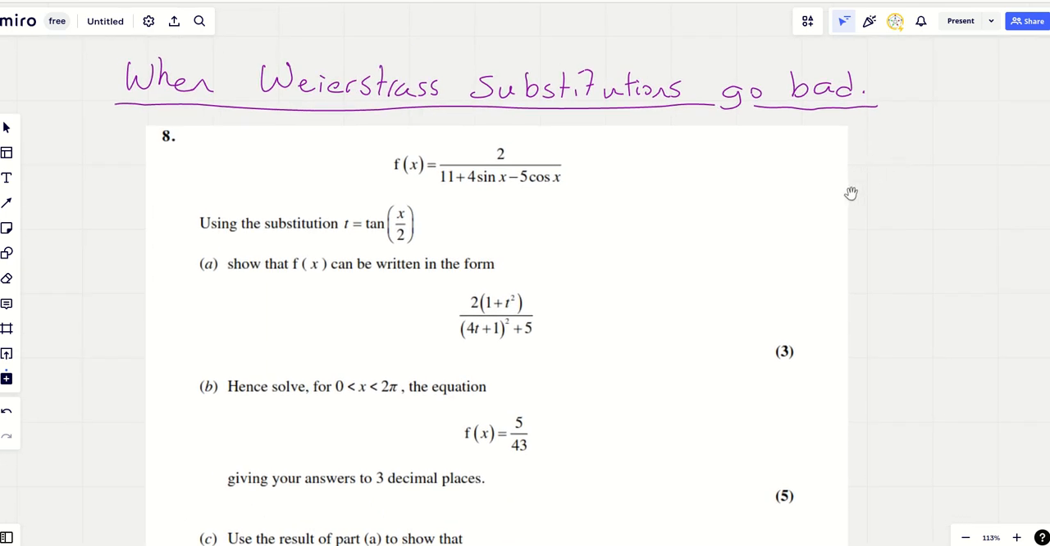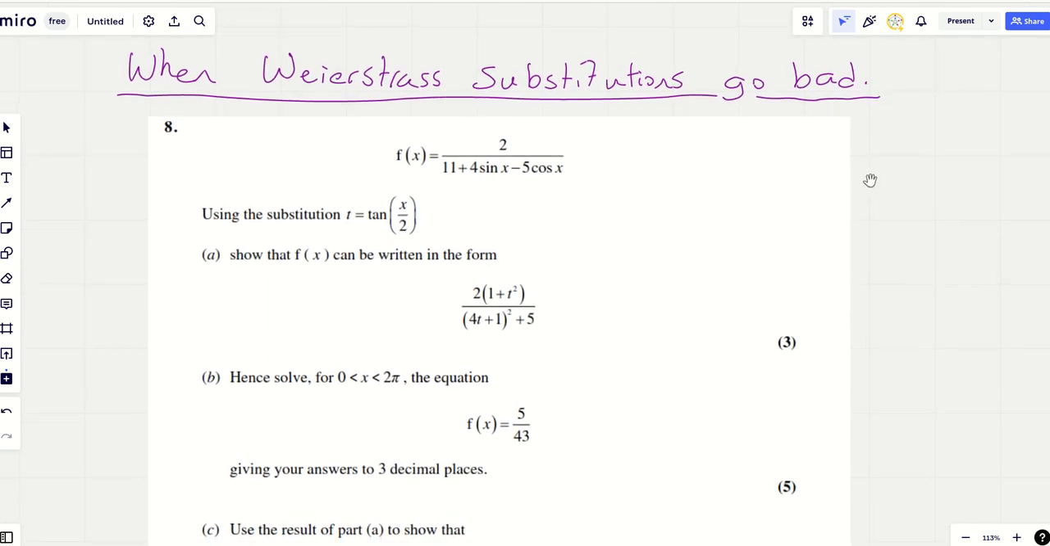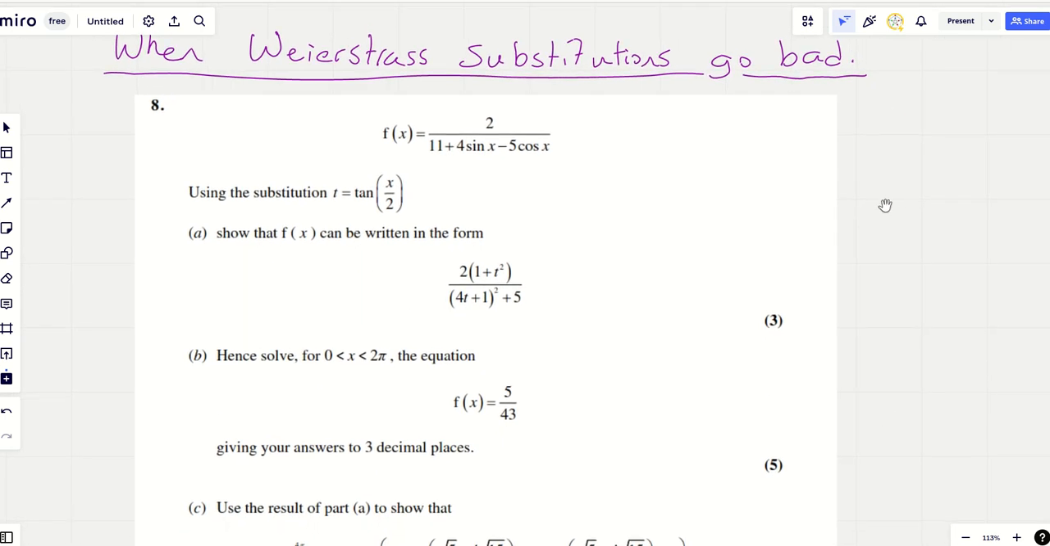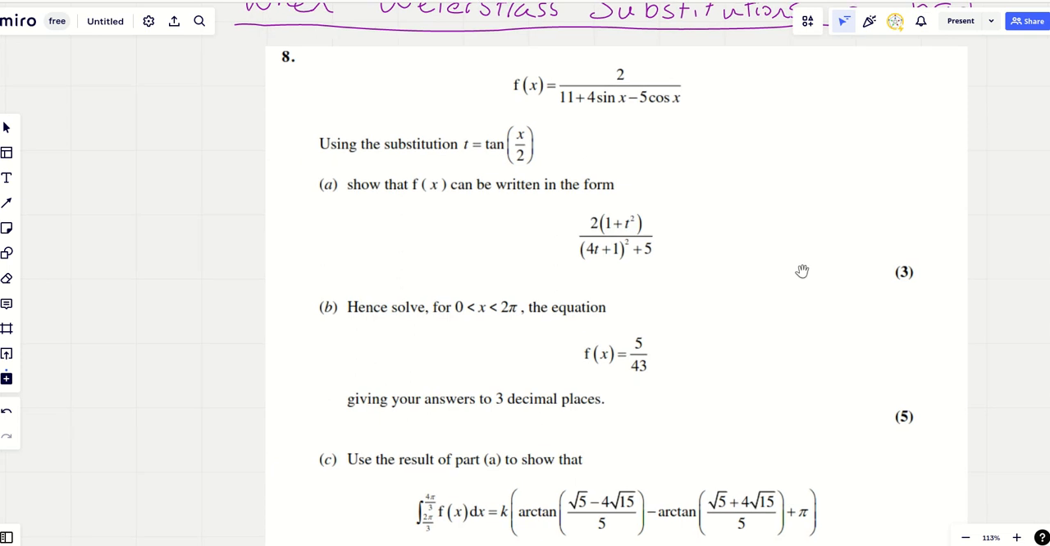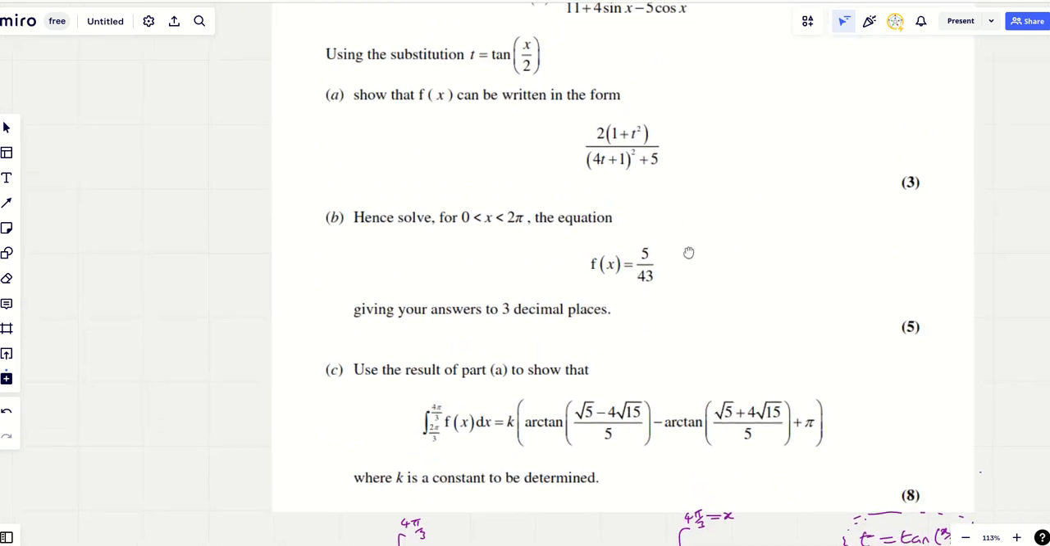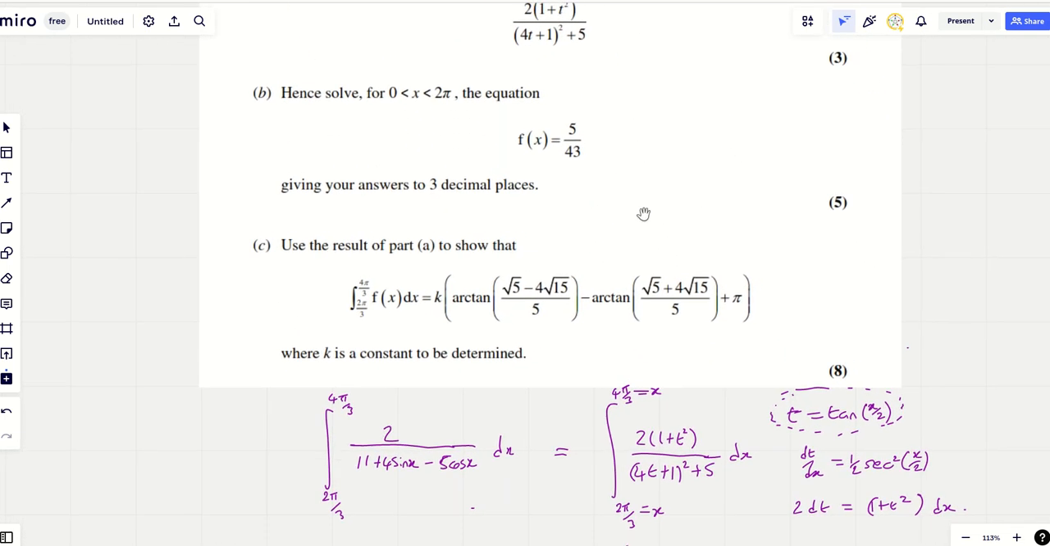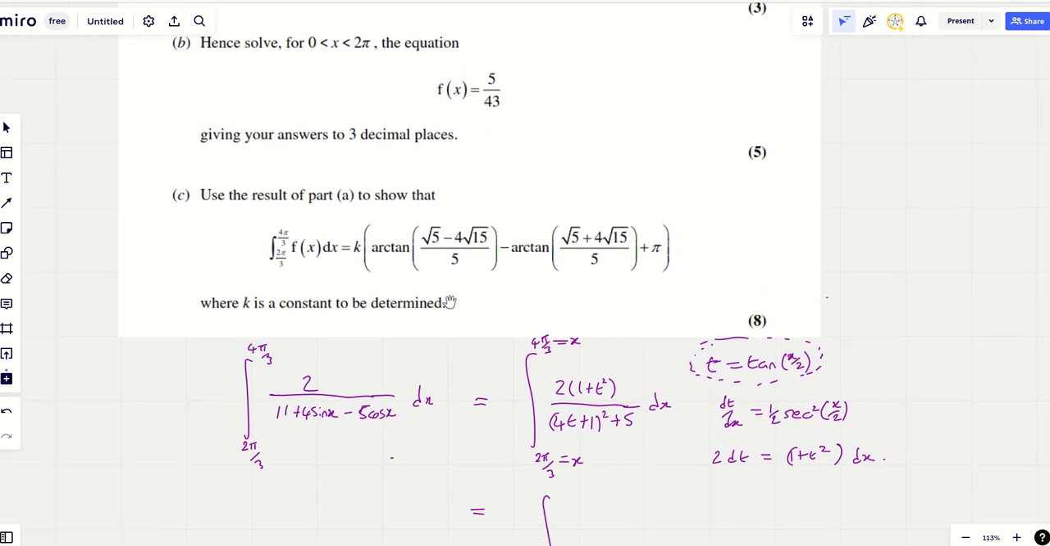This is a very interesting question I was shown today. It totally caught me out as well. It's when Weierstrass substitutions go bad, and turn into improper integrals even though it's not obvious. Now I'm not going to do the first two parts of the question because they're pretty straightforward. I'm going to talk about the last bit, which is an integral.